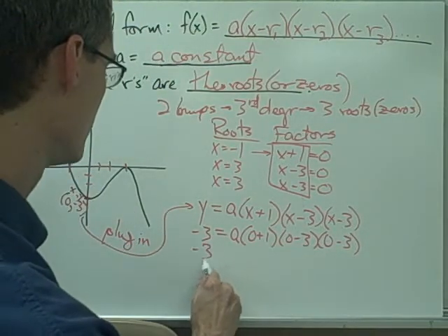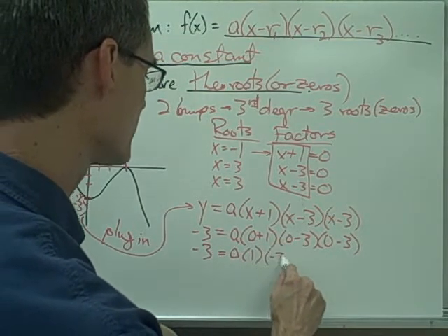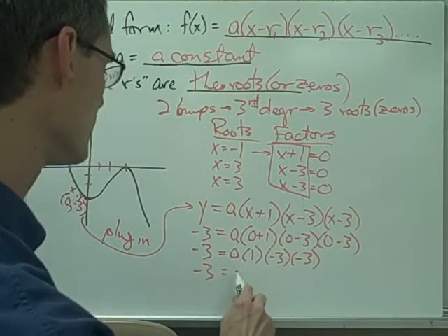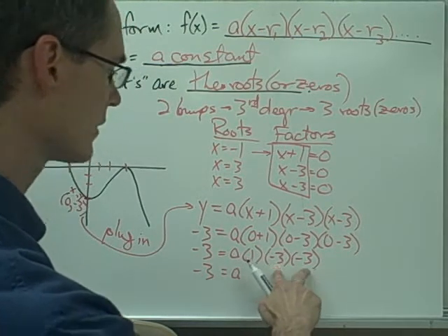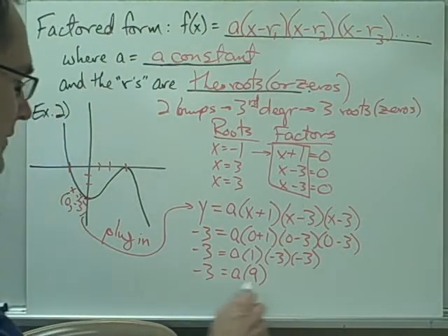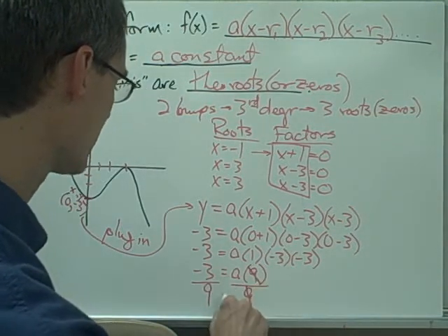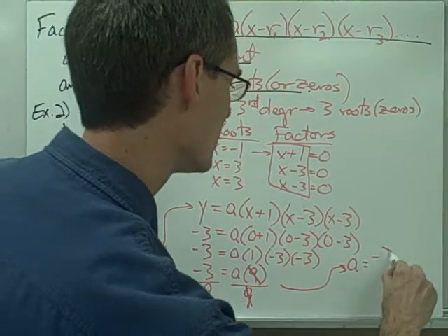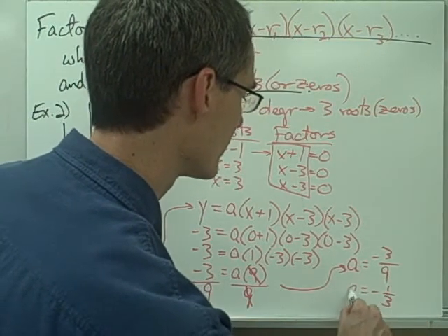So let's see here. -3 equals a times 0 plus 1 is 1. 0 minus 3 is -3. 0 minus 3 is -3. -3 equals a times, so let's see, 1 times -3 is -3. -3 times -3 is +9. So this is a times 9. Now if I divide both sides of my equation by 9, my 9's cancel out here, and I'm going to be left with a equals -3 over 9, and if I reduce that, I get a equals -1/3.